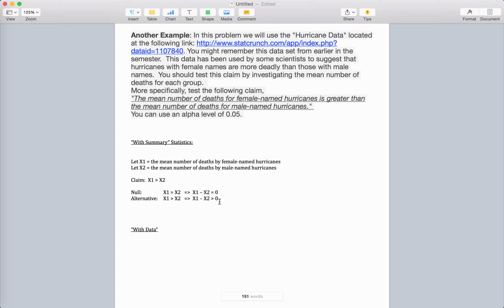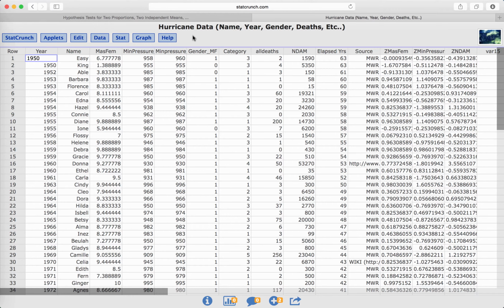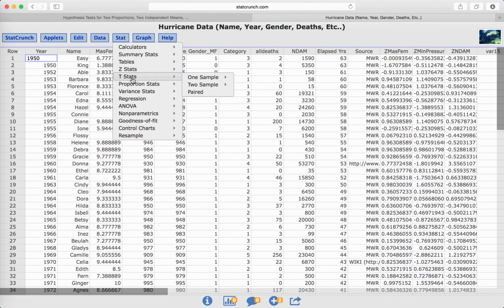So now, with that being said, we're going to go to the data set. As I mentioned, I'm going to complete this problem two different ways. One is with the Stat, T Stat, Two Sample, and With Summary, and then I'll complete it with the With Data.